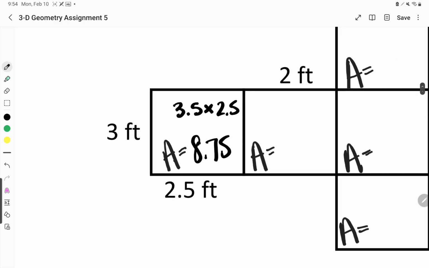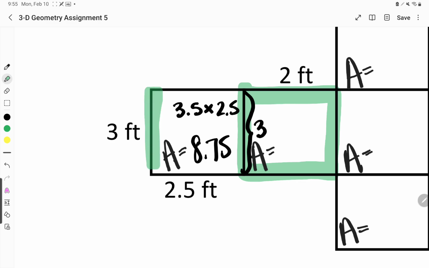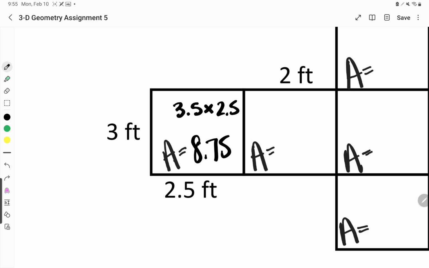All right, and then I look at my next one, which is right here. And we are missing this piece right here. Well, what is that piece right there? You should have found that that piece right there is 3, because if this piece right here is 3, well, that's the same length as this piece right here. So both of those would give us 3. What would you multiply for this? You should have found that you would multiply 2 times 3, and that's going to give you 6.